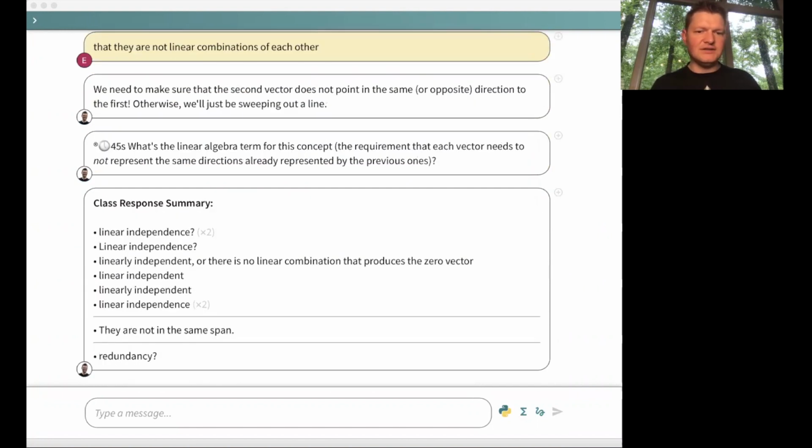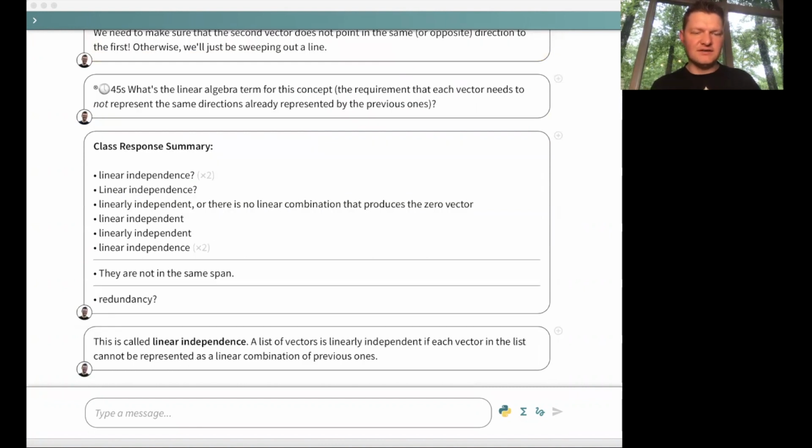Yeah, so this is called linear independence. A list of vectors is linearly independent if each vector in the list cannot be represented as a linear combination of the previous ones. This is a bit of an aside in some sense, but I want to draw attention to this because we're going to circle back to this later. It's going to be an important idea, and I want to plant a seed in your mind for this now.